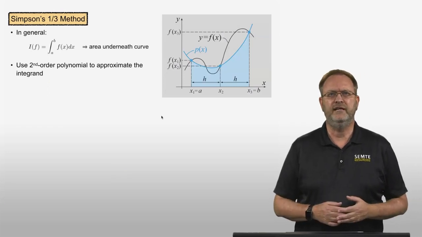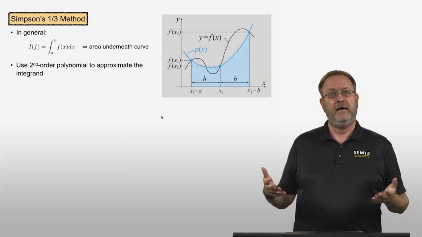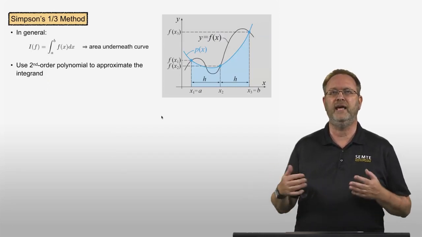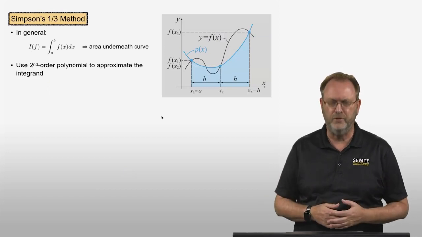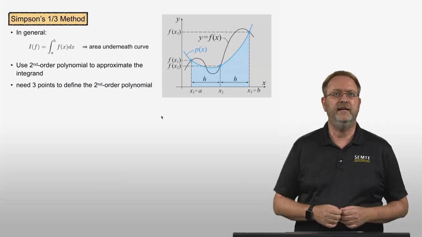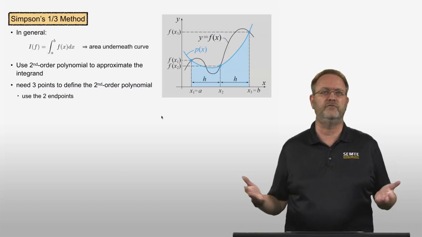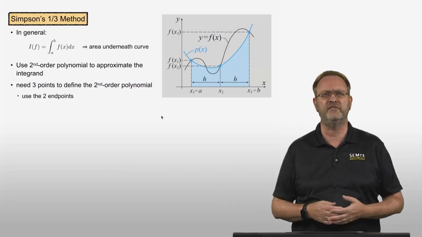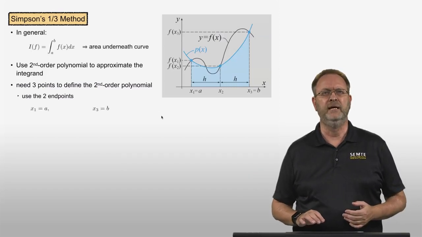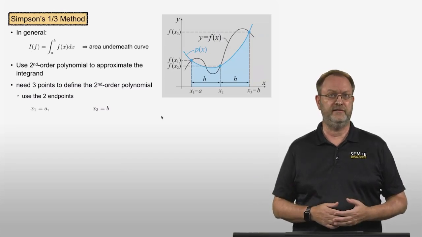So shown here is an example of a function f of x, and we're trying to approximate the area underneath this curve by the area underneath a second-order polynomial shown here in blue. And in order to define a second-order polynomial, we need, of course, 3 points. And what are those 3 points? Well, we have two that are kind of obvious. Those are the two endpoints of the integration at a and b.